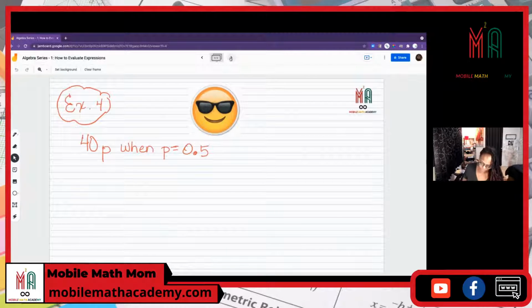Okay. So now I have 40p. Uh-oh. You're probably wondering, what's the operation? Well, when you see a variable and a number next to one another, your operation is multiplication. So my operation is multiplication.